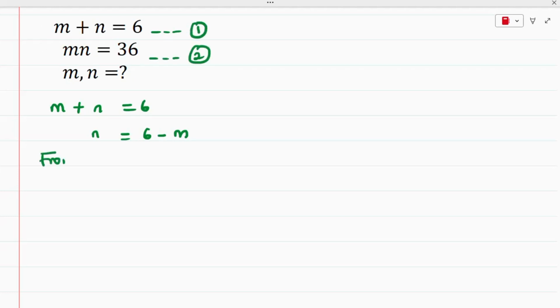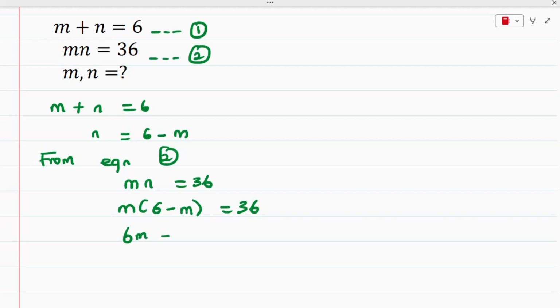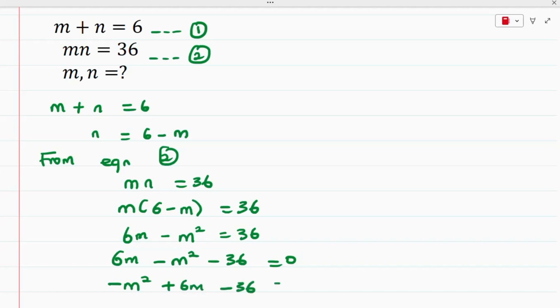At this point we are going to say from equation 2 we have that mn is equal to 36. Now n is equal to 6 minus m, so we have m times (6 minus m) equals 36. m multiplied by 6 is 6m minus m multiplied by m is m squared, equal to 36. Rearrange and set to 0, we have 6m minus m squared minus 36 is equal to 0. Arranging this, we have minus m squared plus 6m minus 36 is equal to 0.